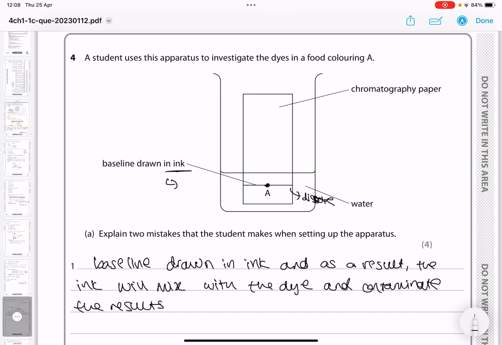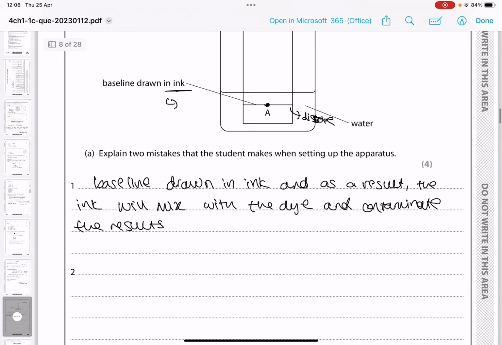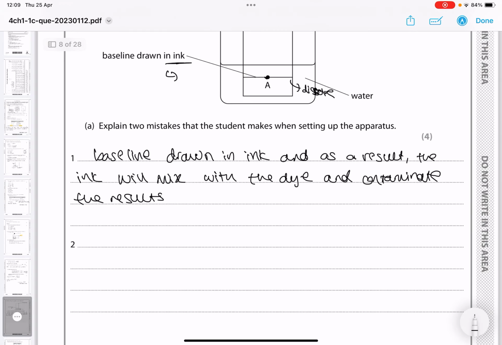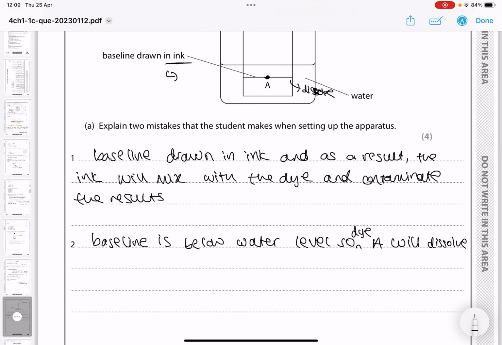So normally when you do chromatography, you have to make sure that the baseline is above the water so that it doesn't dissolve before the experiment starts. So that's another mistake that the student has made. The baseline is below water level. So dye A will dissolve in the water.